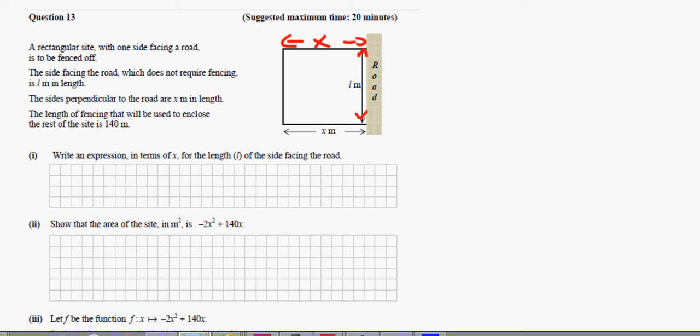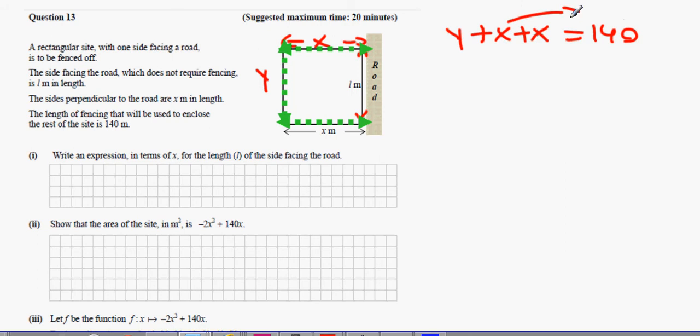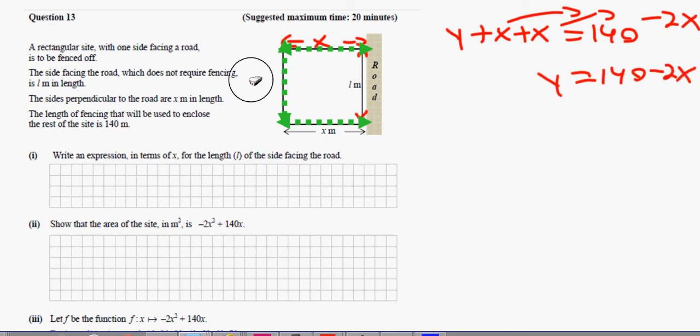So if I was to use this as green wire that I'm going to send around the fence, these three lines added together equals 140. So we call this y. So y plus x plus another x is 140. Bring the two x's over to the other side and they become minus 2x. So y equals 140 minus 2x. So what we have here is this length here is 140 minus 2x.